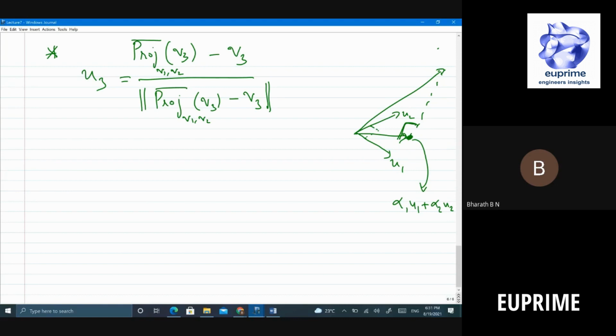Okay, so now we need to look at what this is. What do you mean by projecting onto a space? How do you project, and what do you mean by projecting onto this, and so on? So how do you ensure this thing?